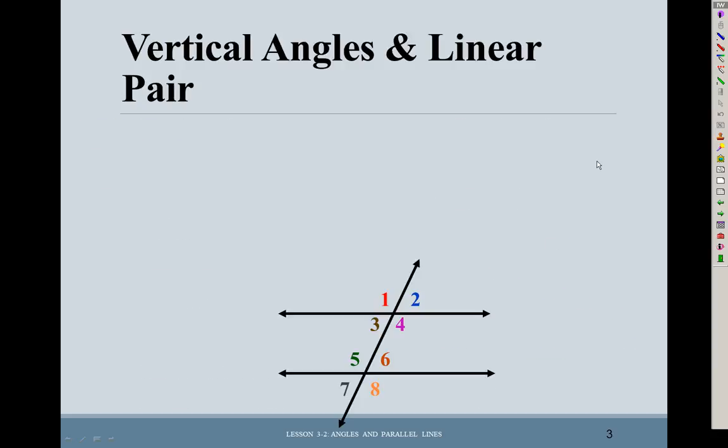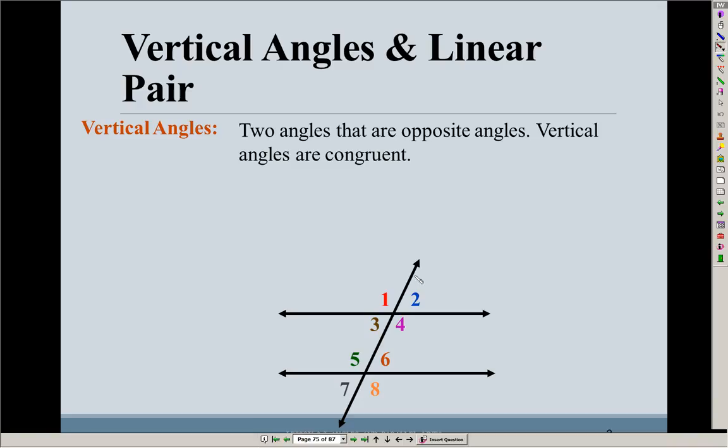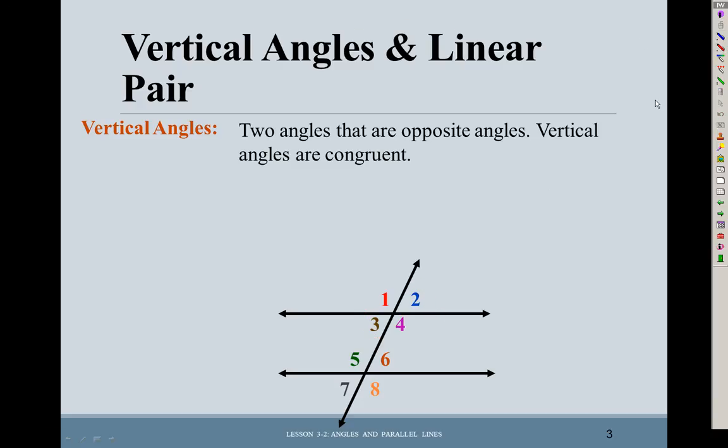So let's talk about the different types of angles here. Remember, vertical angles are 2 angles that are opposite angles, and they are congruent. Angles 1 and 4 are vertical. 2 and 3, 5 and 8, 7 and 6. Remember, vertical angles make the bow tie. They look like a bow tie there for 2 and 3. And they are congruent, so each pair is congruent.